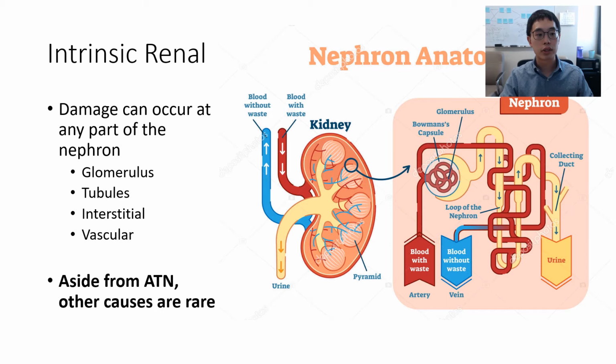So let's talk about intrinsic renal damage. Intrinsic renal damage can really occur at any part of the nephron. There are generally four areas of the nephron, and these four areas help to narrow down the differential diagnosis. So you've got the glomerulus, the tubules, the interstitial space, and the blood vessels. Aside from acute tubular necrosis, other causes of intrinsic renal damage are actually fairly rare.